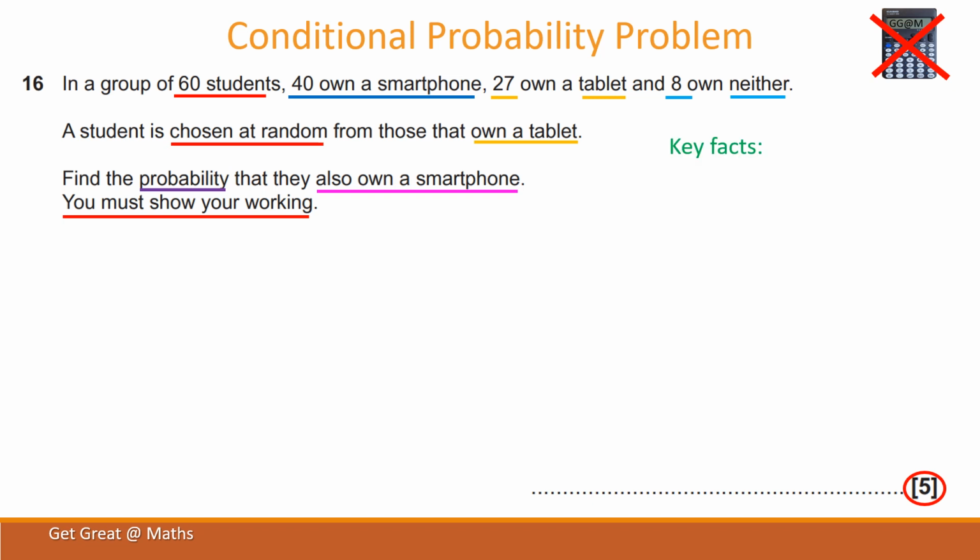Now the key way to do this is to use a Venn diagram. I'd like you to draw a Venn diagram of the key information in this question. See if you can work out how to do the answer. Press pause and then press play when you think you've got an answer. Remember, you're trying to work out the probability of people that own a tablet but they also own a smartphone. Press play when you're ready to hear the answer.